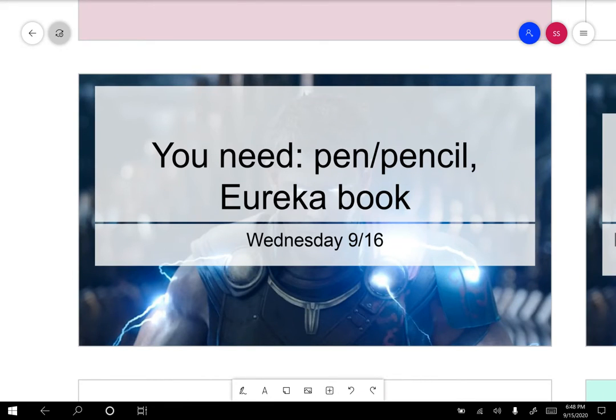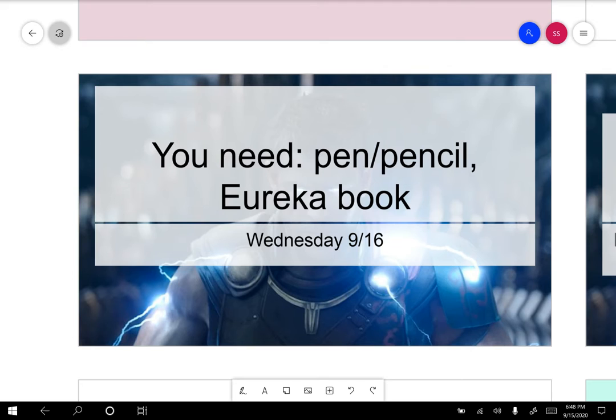Okay, team, this is part of the classwork for Wednesday, September 16th. Depending on how long it takes us to get through this, we might move on to other stuff. So we'll see how long this video is going to be. All right, you need a pen or pencil. You actually don't need your Eureka book for this part of it.